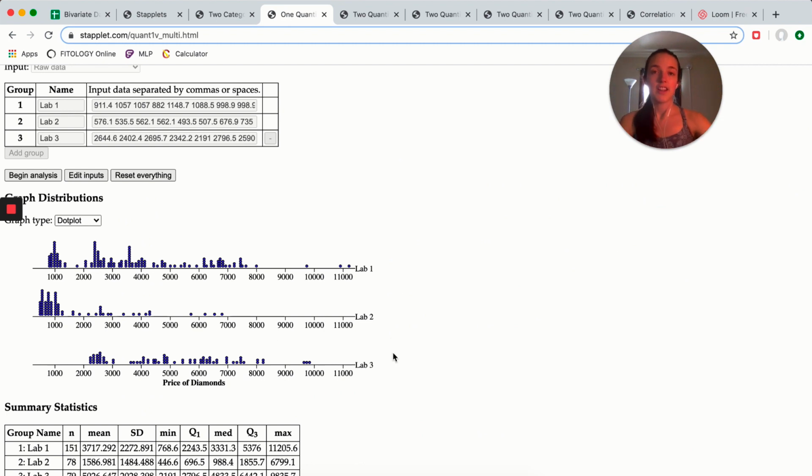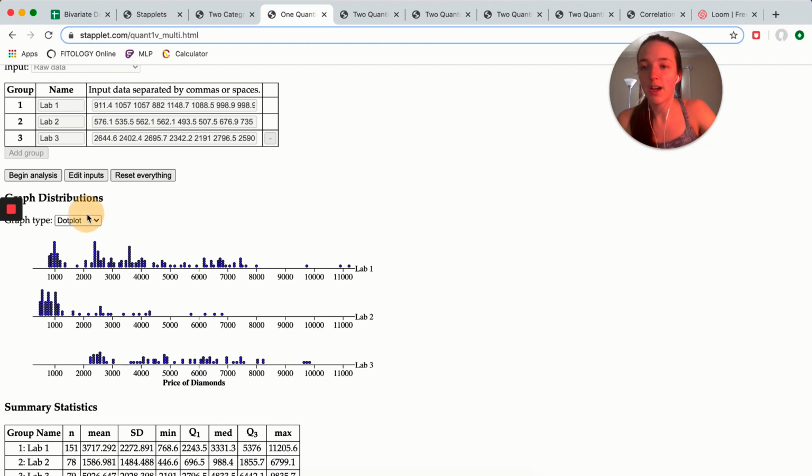So here, the categorical variable has broken up the diamonds into the 3 different labs, and then the quantitative variable is how much the diamond costs. So we can see from these dot plots that lab 3 has the most expensive diamonds. They don't have any of these kind of cheaper, and by cheaper I mean still $1,000, but they don't have any of the cheaper diamonds, they have more of the higher priced diamonds.